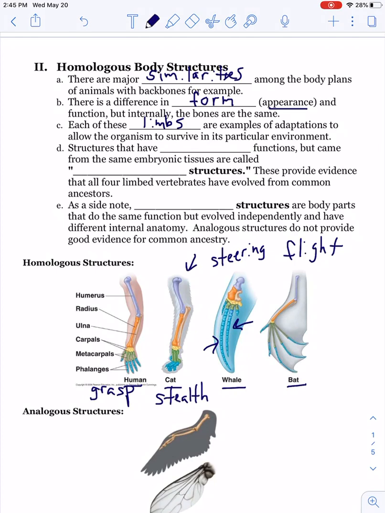Structures that have different functions but the same embryonic tissues are called homologous structures.